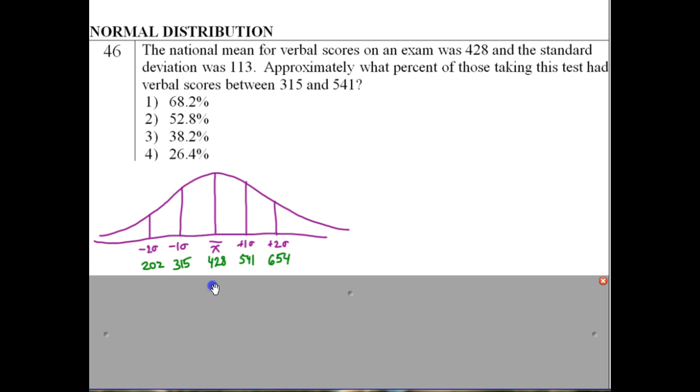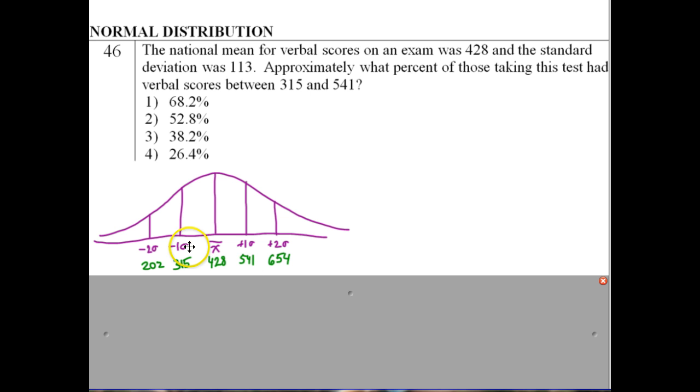So hopefully you put underneath 428 is the mean, and then we go up by 113 and down by 113, which is the standard deviation. Now we're ready to start answering the question. Well, the question says approximately what percent is between 315 and 541. Those are numbers on our layout here.